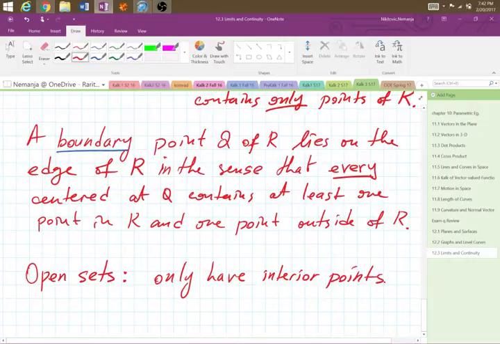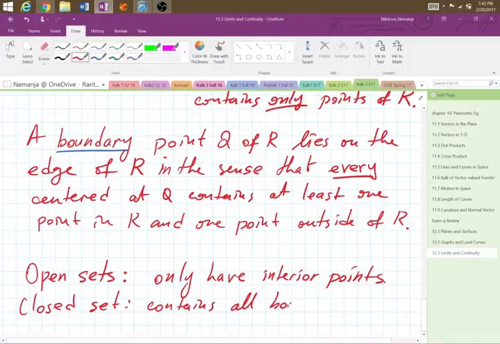So a closed set contains all boundary points, right? And of course there are interior points inside, but it's enough for us to say that it contains boundary points because common sense is that everything else inside is an interior point.